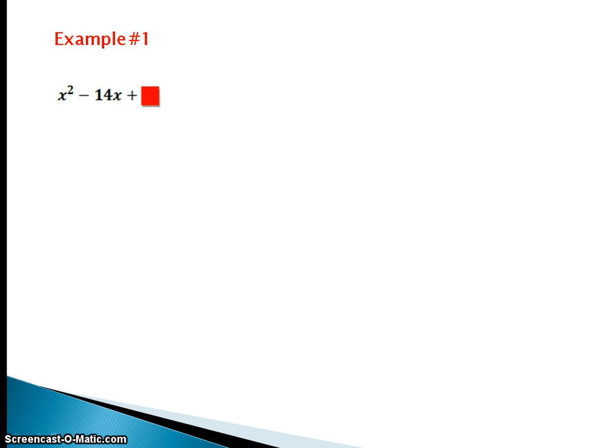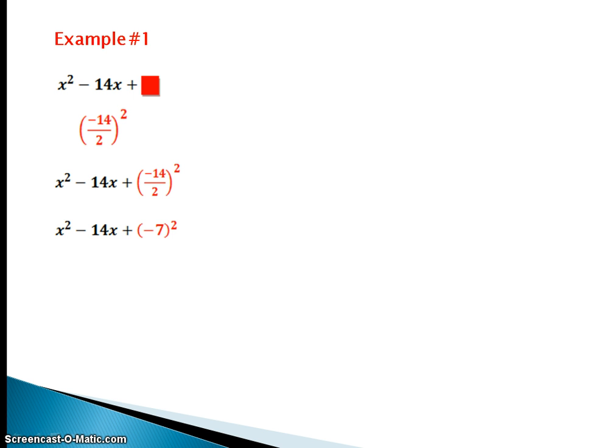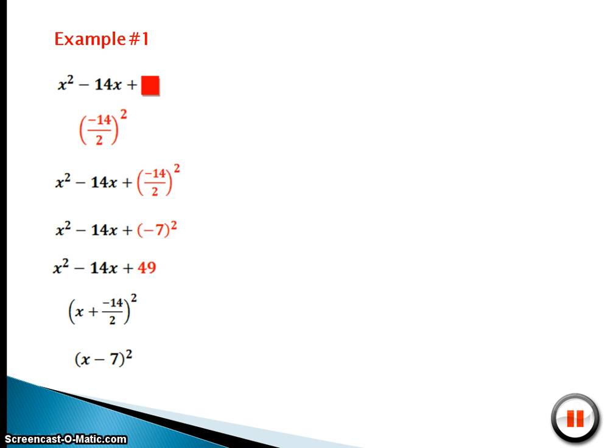Let's look at some examples. X squared minus 14x, we have no c value. So our process says we take the b value, or negative 14, we divide it by 2, and we square it. That becomes our c value. Now we have a perfect square, and we can factor that to be x plus negative 14 divided by 2, or x minus 7 squared. Pause now and copy this example.